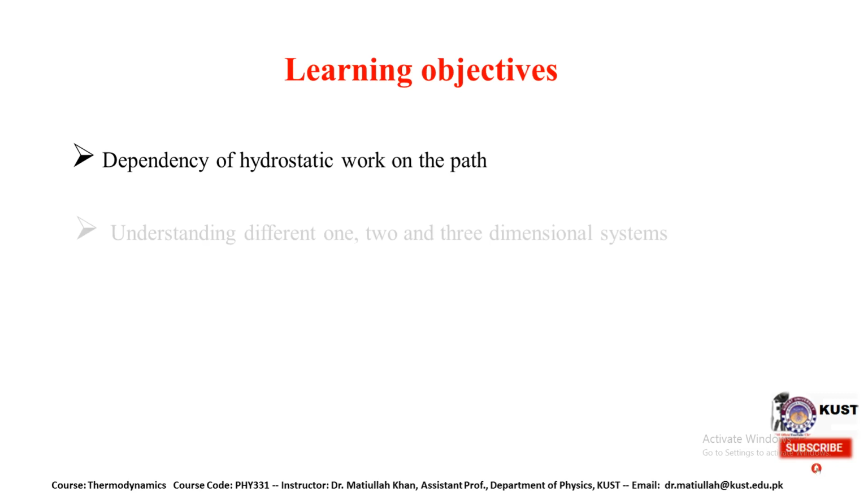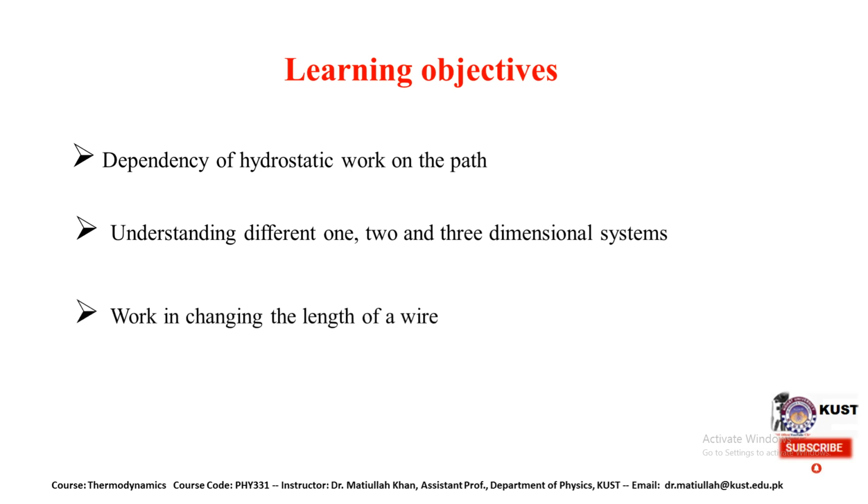followed by the system. The other part of the lecture is devoted to the understanding of one-, two-, and three-dimensional systems. In the one-dimensional system, we will discuss the wire. In the two-dimensional system, we will discuss surfaces. And in the three-dimensional system, we will discuss the electrochemical cell. And then we need to calculate the work done in changing the length of a wire.